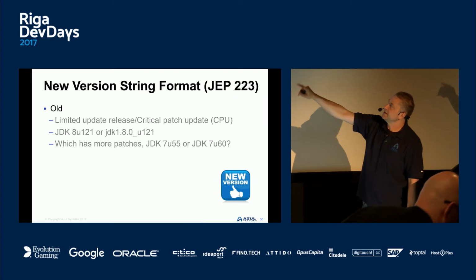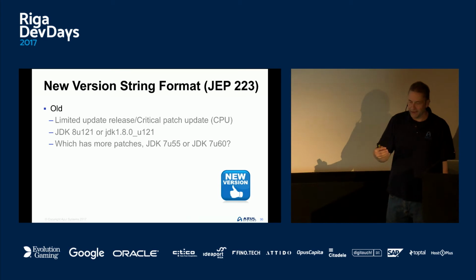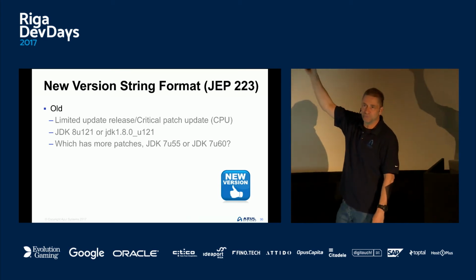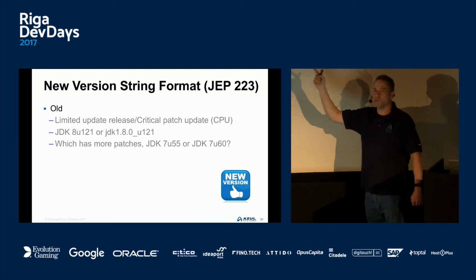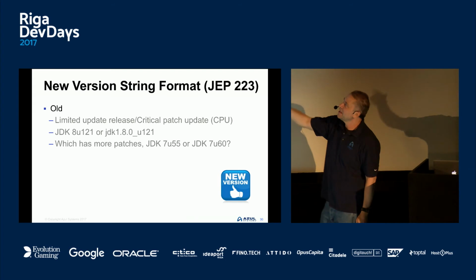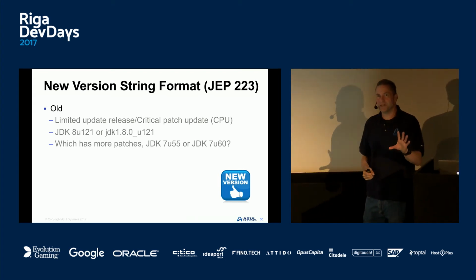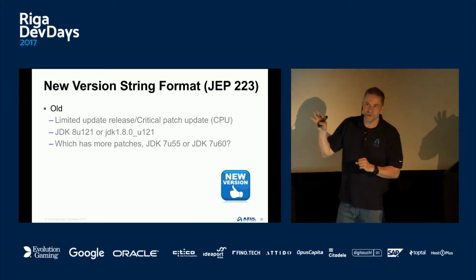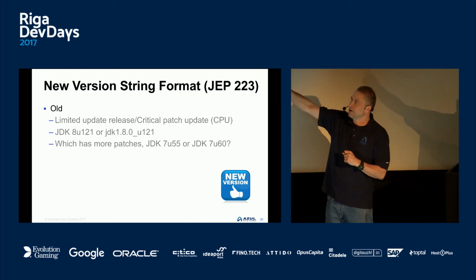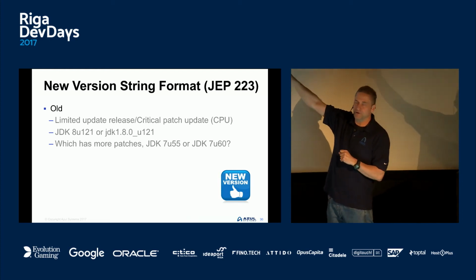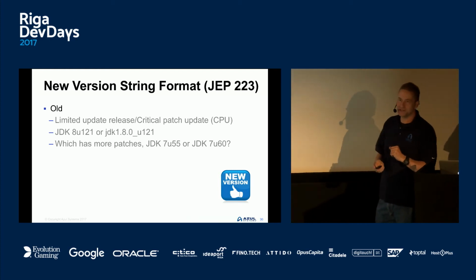And when you see things like JDK 7 update 55 and JDK 7 update 60, it's like, which has more patches? Well, you obviously think 60 has more patches than 55. You'd be wrong. 55 has more patches than 60. Don't ask me why. Also, we have this weird situation where you have a numbering scheme, one of which was designed by marketing, one of which was designed by engineering. And so you get JDK 8 update 121, and then you get JDK 1.8.0_121. All very confusing and really needs to change.